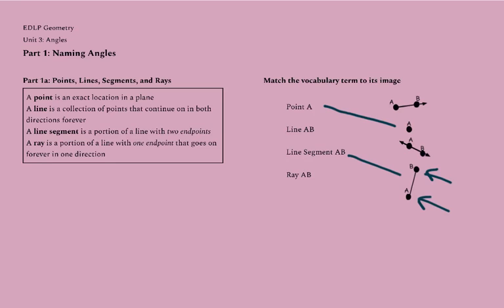The one all the way to the top has an endpoint at A and then looks like it continues on in one direction forever. So that is our ray AB. And then it should be that the third one is line AB, but just to confirm, although I see points on there, it looks like it continues on in both directions forever, which is true of a line.